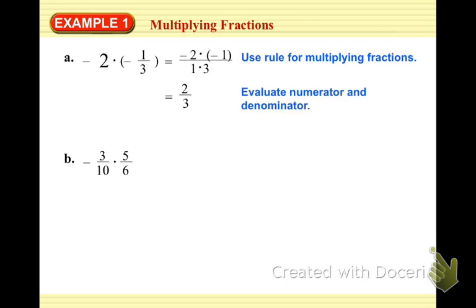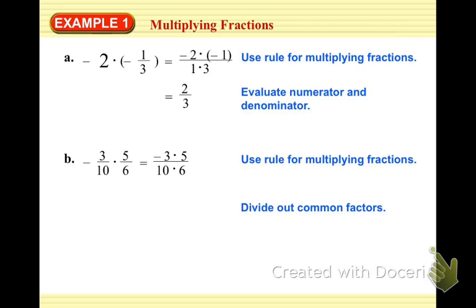In negative 3/10 times 5/6, you could still write the product of the numerators over the product of the denominators. You can see that there are some common factors in the numerator and in the denominator, and so you may have in the past cross-canceled or canceled out the common factors. Between the 3 and the 6, I can divide out a factor of 3, and between the 5 and the 10, I can divide out a factor of 5. This will make the multiplication process easier because I'll be working with smaller factors.